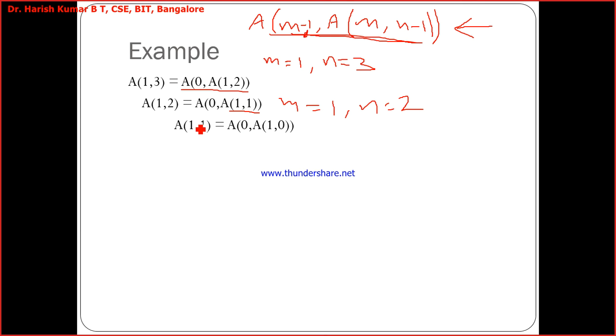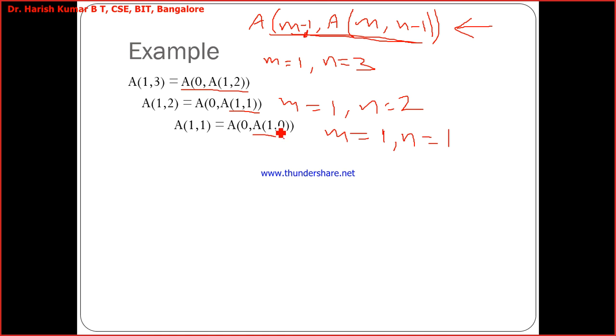If you observe now, the m value is 1 here and n is also 1. When I apply m minus 1, this is 0, and the second argument is again a of m comma n minus 1. The m value is 1, and this becomes 0. So I have found that a of 1 comma 1 is equal to a of 0 comma a of 1 comma 0. Now I have to find a of 1 comma 0.